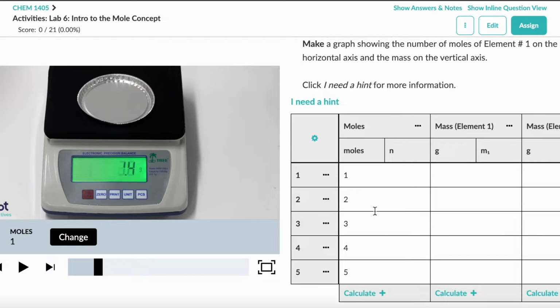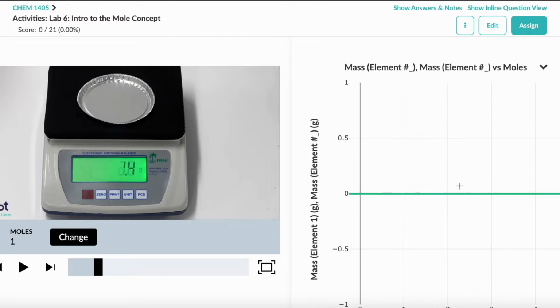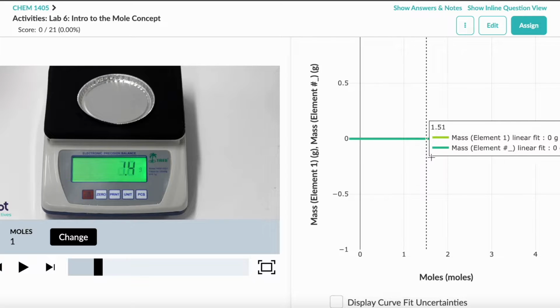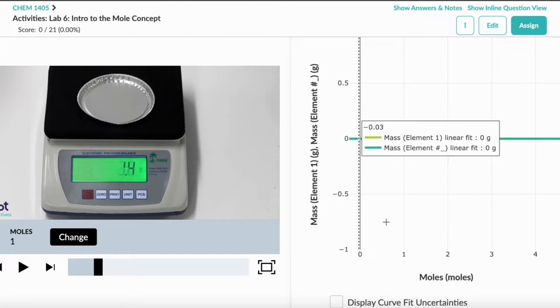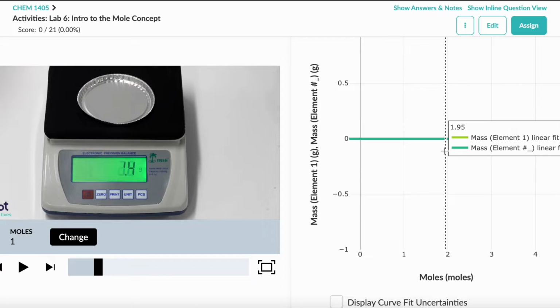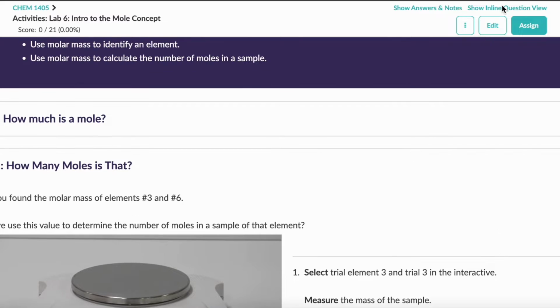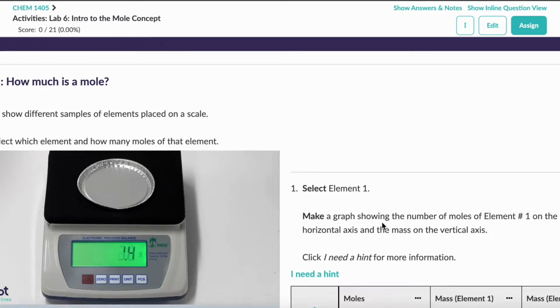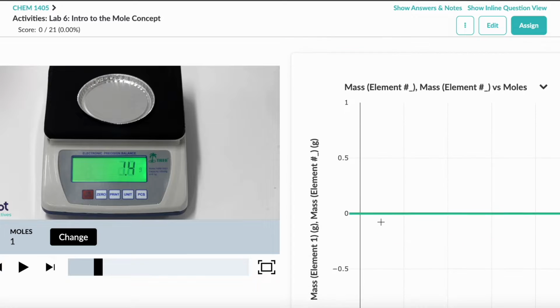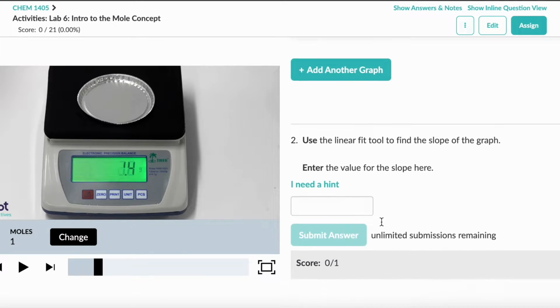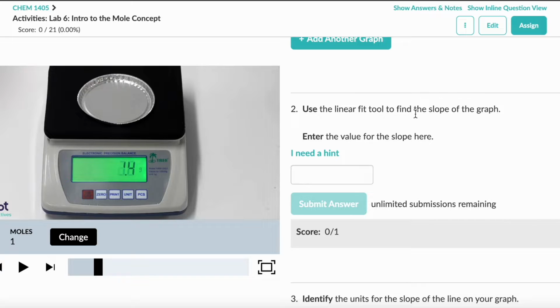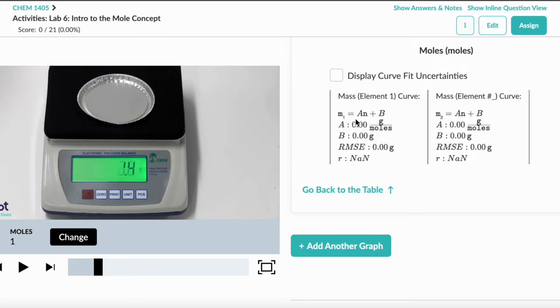Now, using that information, you will show a line. So this is already filled in. So these lines should already populate once you enter that data. So that's the easy part. Once you get done with that, your line will show up, and you will use the fit tool to find the slope. The slope, as always, shows here, and the slope is your value a.